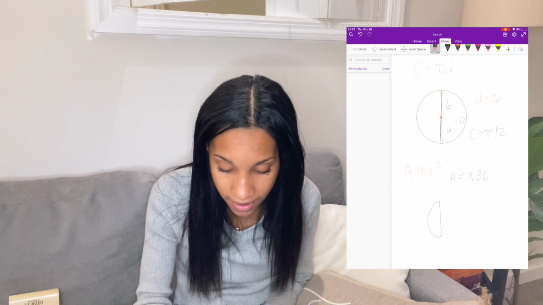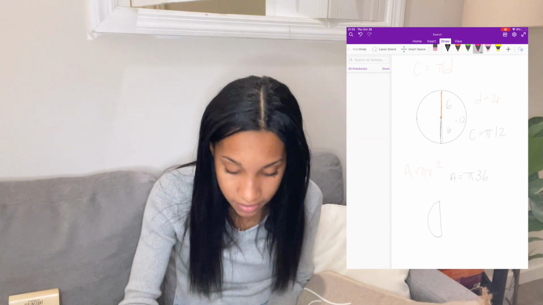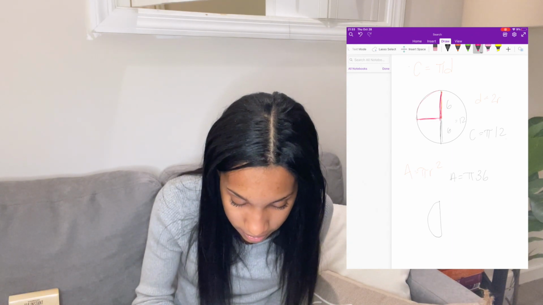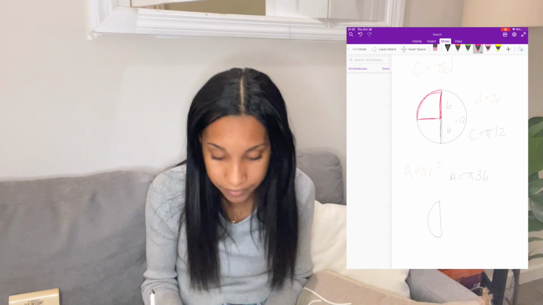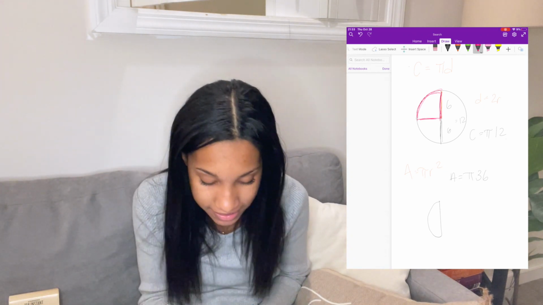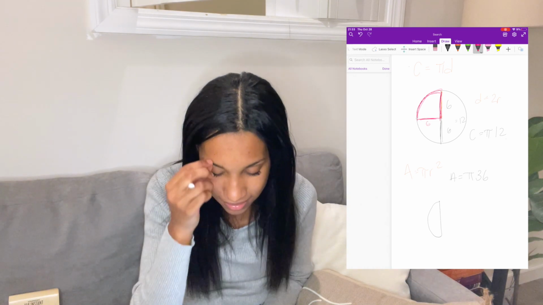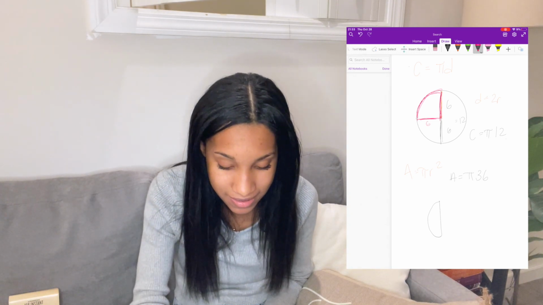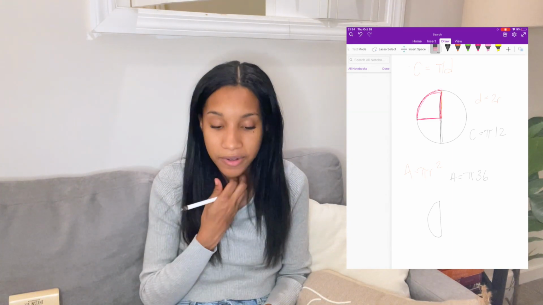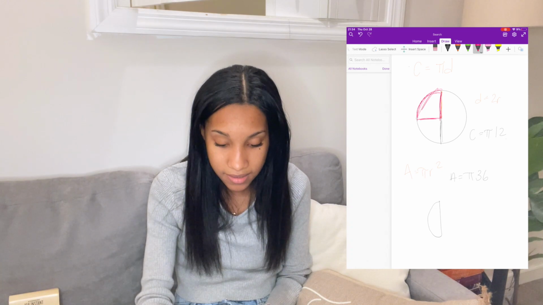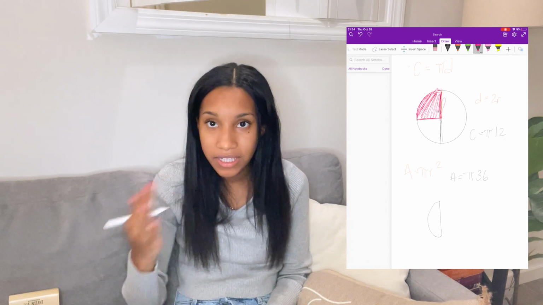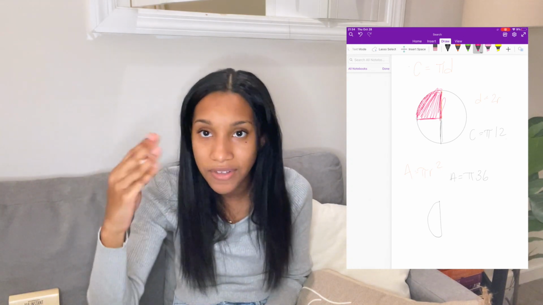If they wanted you to find a quarter of it, you would divide your circumference by 4, and then you would add the radius twice, right? Because these are both going to be your radius. Hopefully this makes sense. If they wanted you to figure out what the area of this was, you just take your area and divide it by 4, or you could multiply by 0.25, that's a quarter of it.